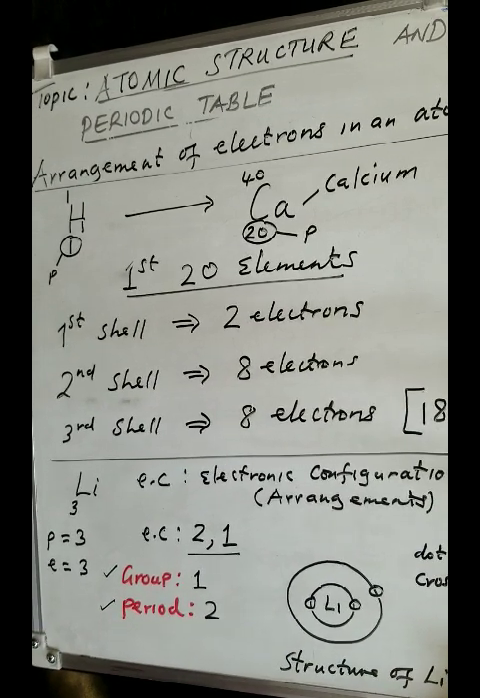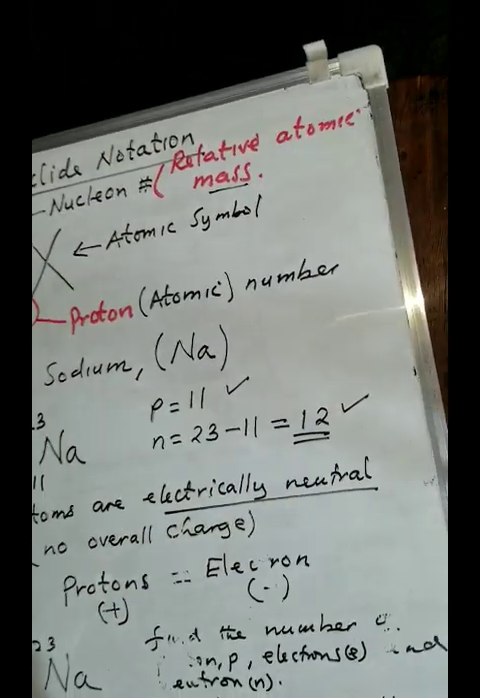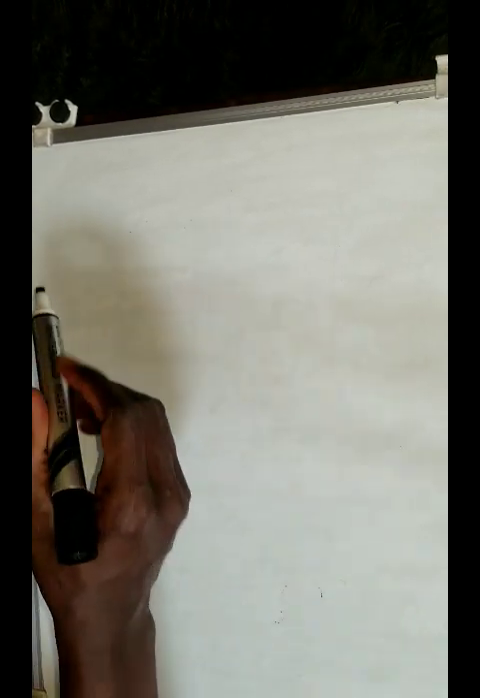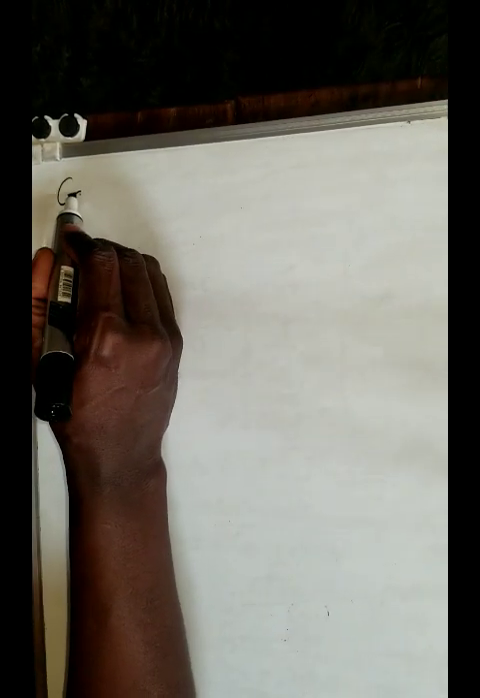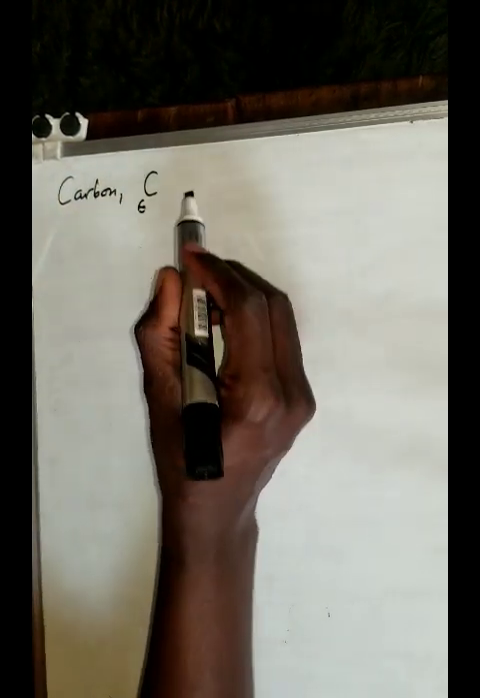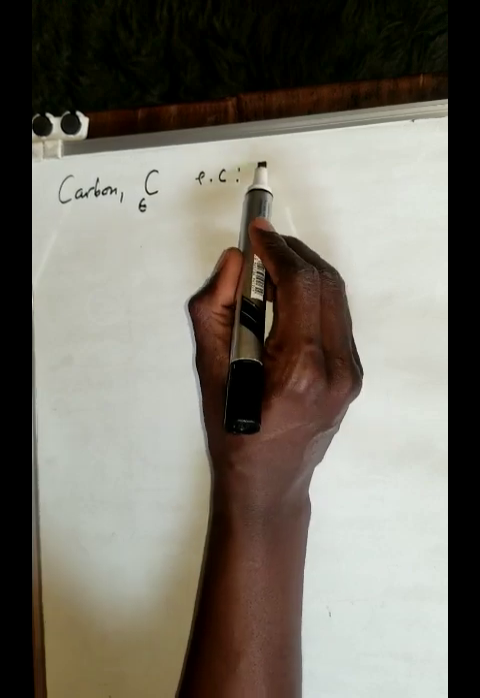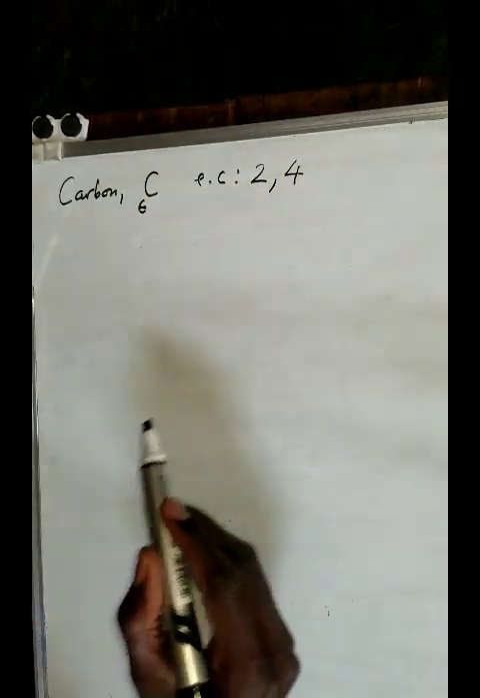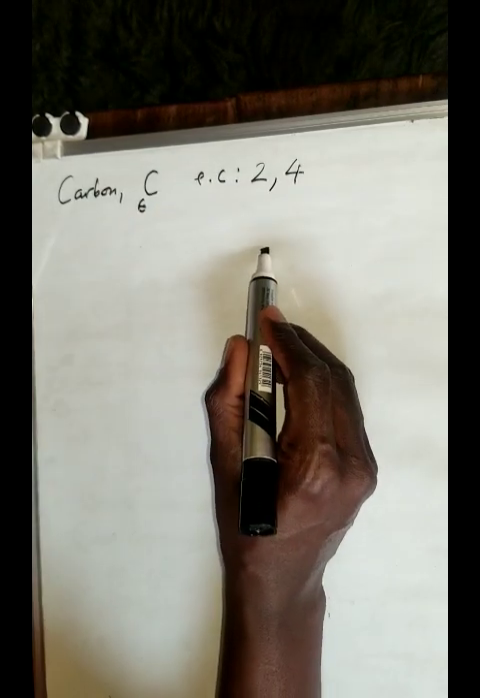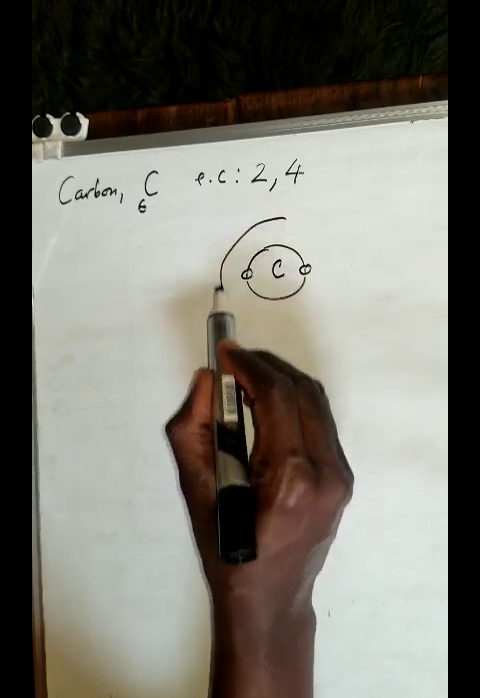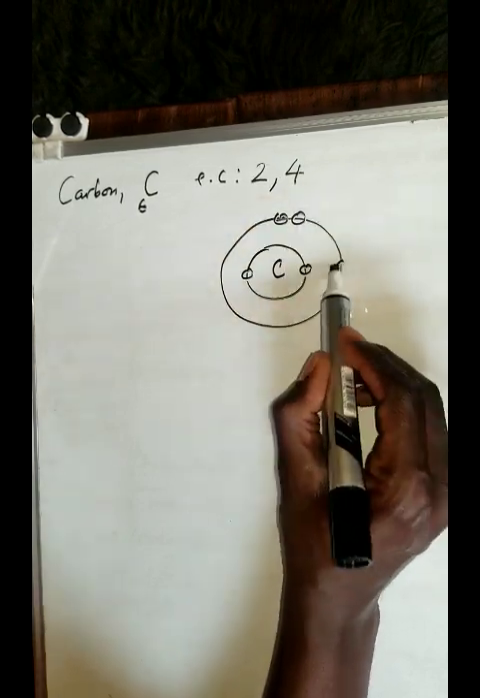All right, let's try to look at some more so that I can help you familiarize yourself. I'll go to another element which we are calling carbon. If you look at carbon, C, the proton number is 6. So the electronic arrangement is going to be in the first shell 2, then in the second shell I only remain with 4. So if I was to draw the structure of carbon, in the first shell I'll put up 2 electrons, and in the second shell I have 1, 2, 3, 4.